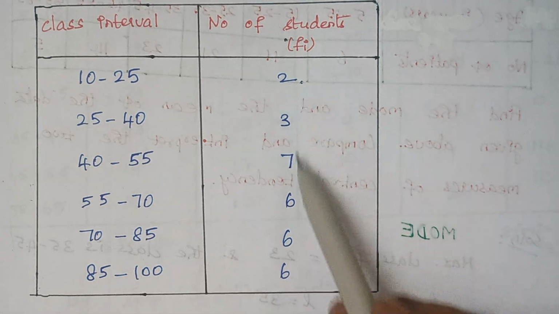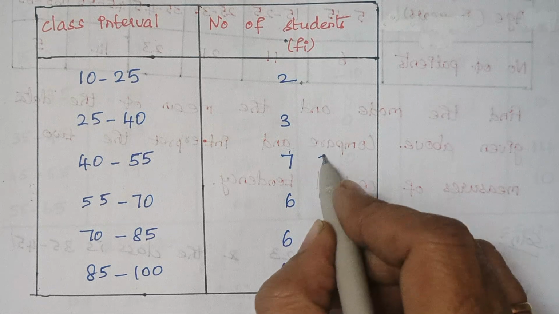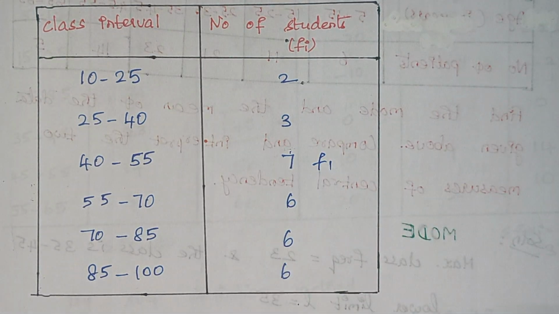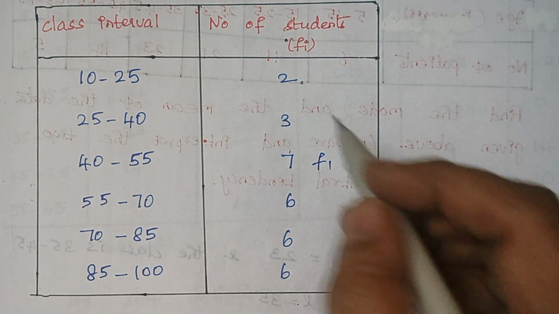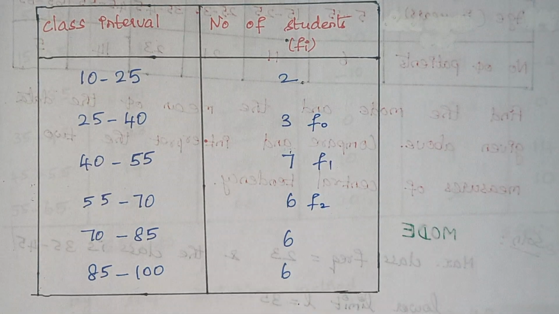So what is the maximum value here? Here 7 is your maximum value. So obviously 7 is nothing but F1. So what about F0 and F2? So as I already said, this is your F0 and this is your F2.